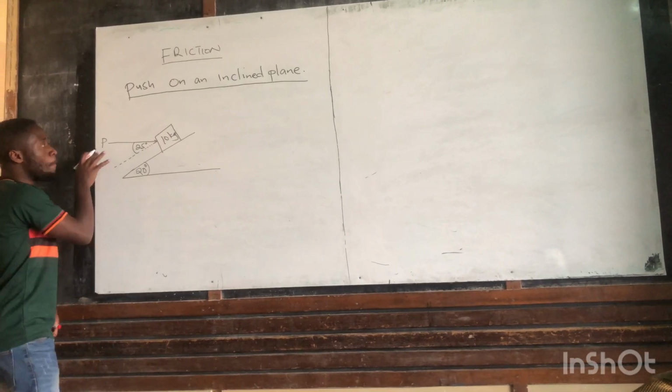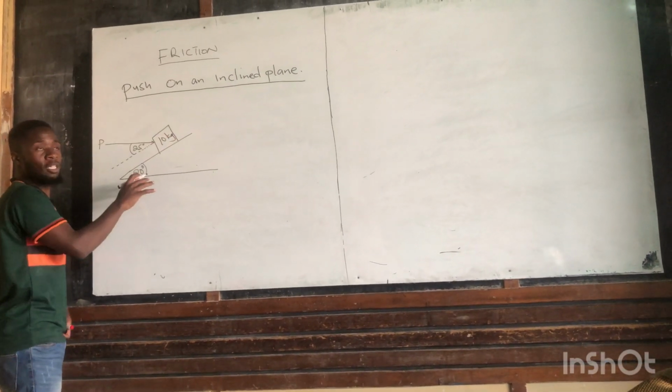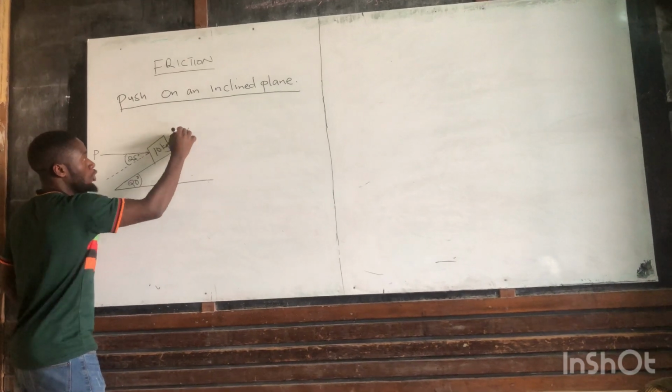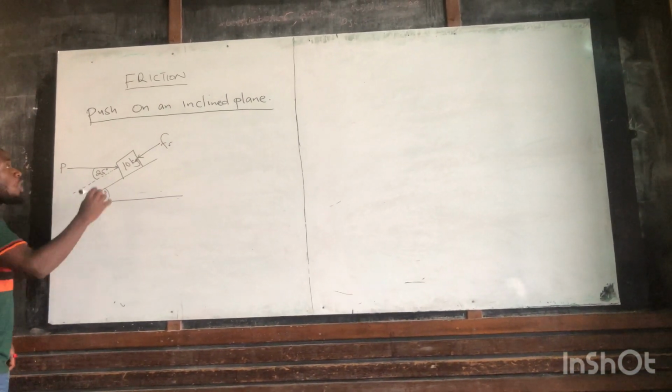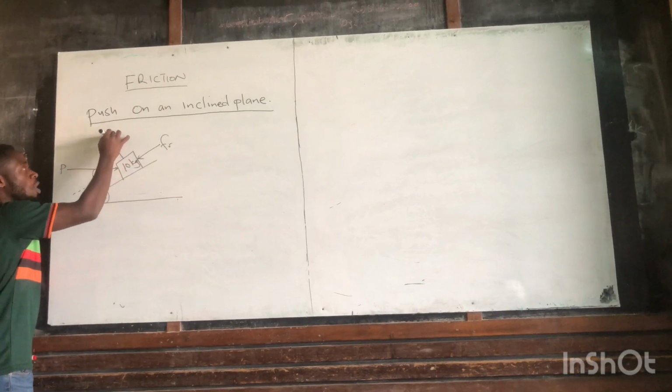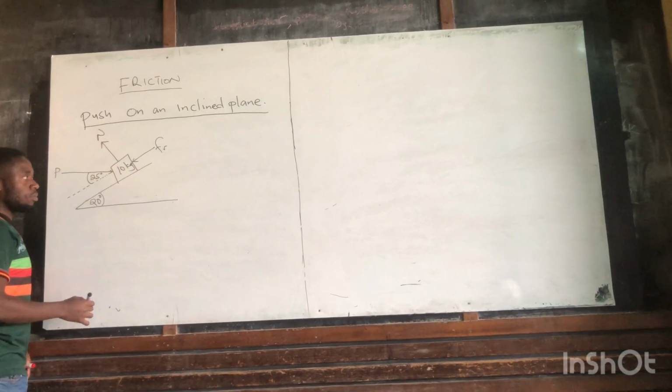Because you want to push this thing up an inclined plane, the frictional force will oppose you. The frictional force will face this other direction here. And what do we have up here? Up here we have what we call the normal force.